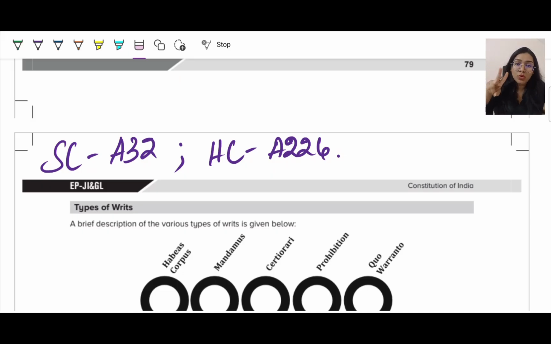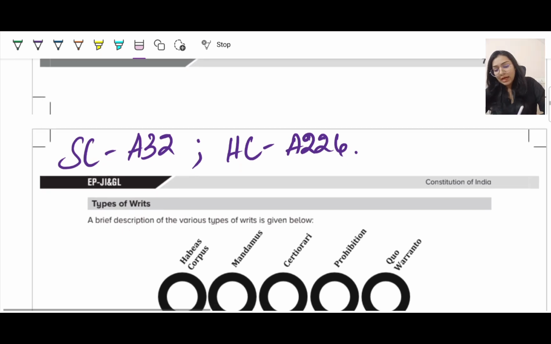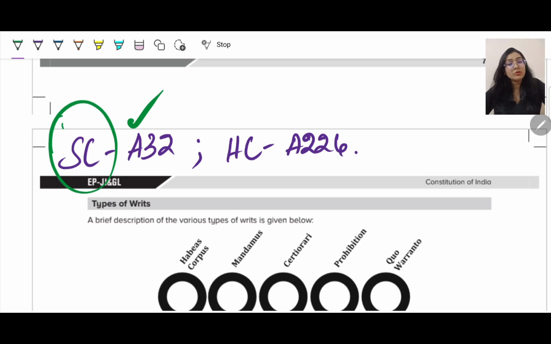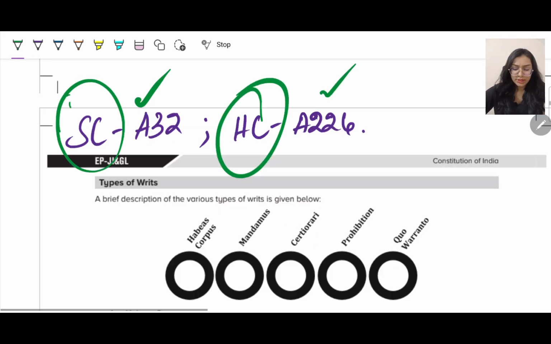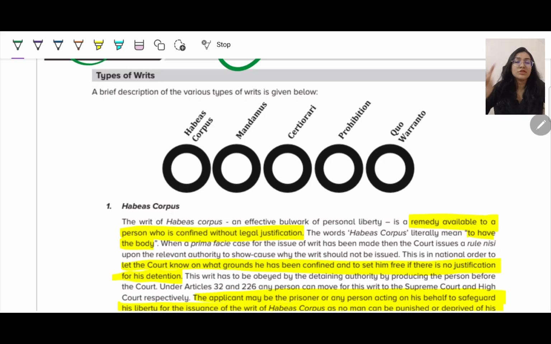You have to remember 2 article numbers. One is article 32 and one is article 226. Under article 32 you are approaching the Supreme Court, and under article 226 you are approaching the High Court. When will you actually approach the High Court? So the first type of writ petition is habeas corpus.